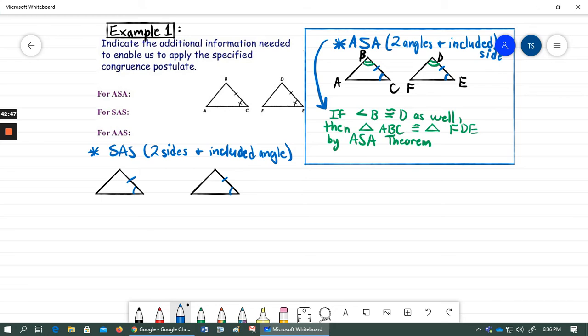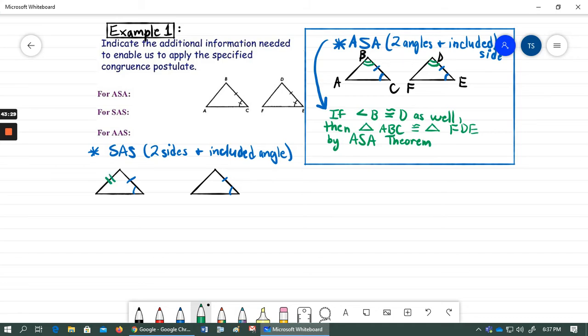Alright, so again, if we needed to show that these two triangles were congruent by side angle side, what additional information would you need to know? What specific congruence would you need to know in order to say that these two triangles were congruent using the side angle side or the SAS congruence theorem? So let's see here. There are clearly two sides to choose from, right? Two sides to choose from in order for us to have two sides and an included angle.